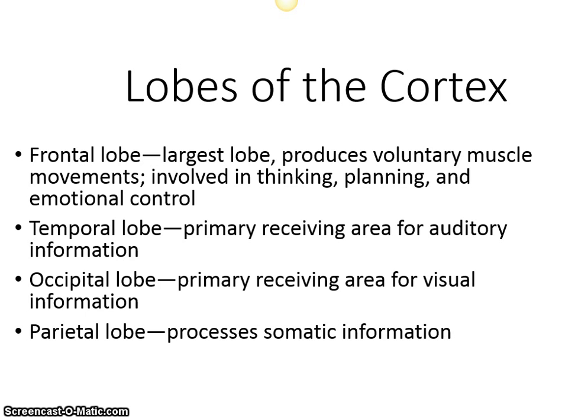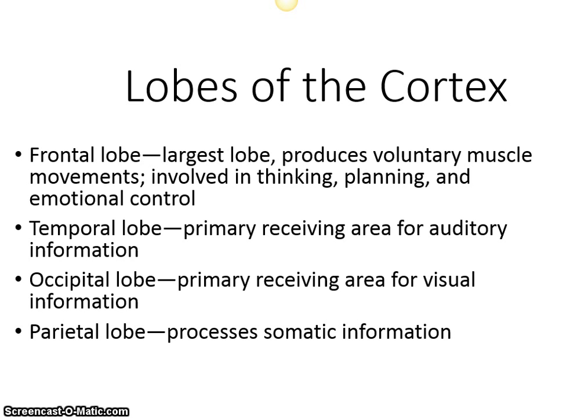So now let's look at the lobes of the cortex. So you have the frontal lobe, and that's the largest lobe. It produces voluntary muscle movements. It's involved in thinking, attention, emotional control, and planning, such as consequential thinking.